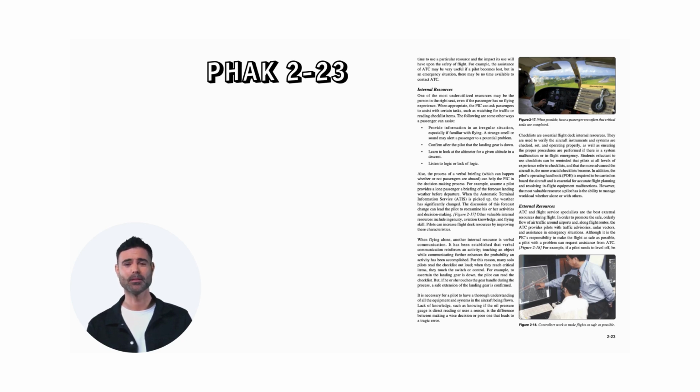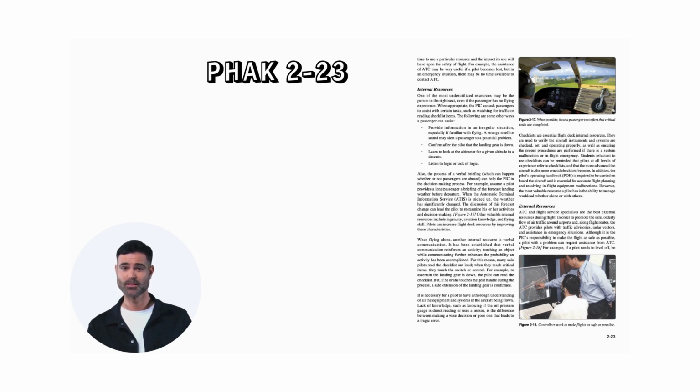In addition, the pilot's operating handbook, POH, is required to be carried on board the aircraft and is essential for accurate flight planning and resolving in-flight equipment malfunctions. However, the most valuable resource a pilot has is the ability to manage workload, whether alone or with others.